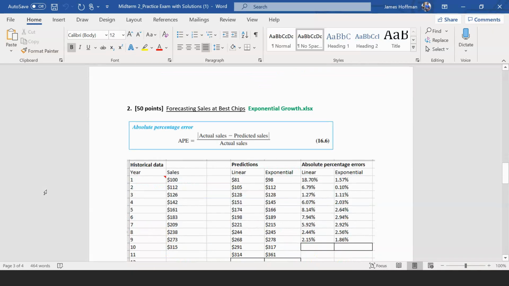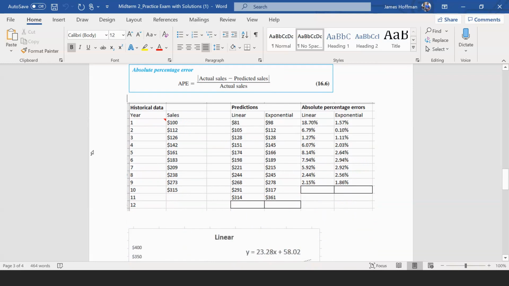Okay, and you'll be given the equation for the absolute percentage error, which you know is just the absolute value of the actual data minus the prediction, and then divided by the actual. So it's just the percent off of the prediction is from the actual data in absolute value terms, percent-wise. All right, so here's a little screencast of some historical data for the sales for the Best Chips. So there's the sales from years 1 to 10, and you're predicting 11 and 12.